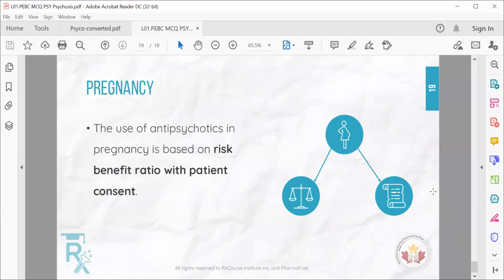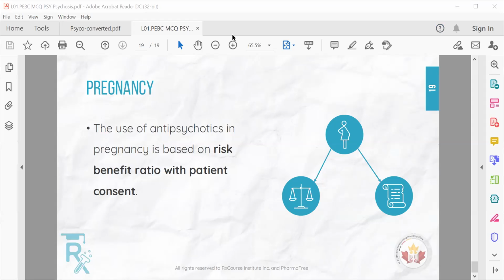How about pregnancy? Someone is pregnant and she is diagnosed with schizophrenia. What to do, in your opinion? And keep in mind, all antipsychotics have a possibility of teratogenicity because they didn't try it on a pregnant woman. All of the antipsychotics are new medication and you cannot try it on a pregnant woman.